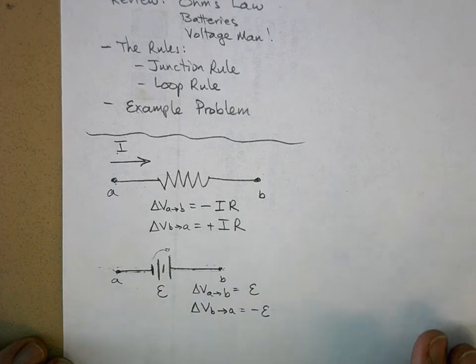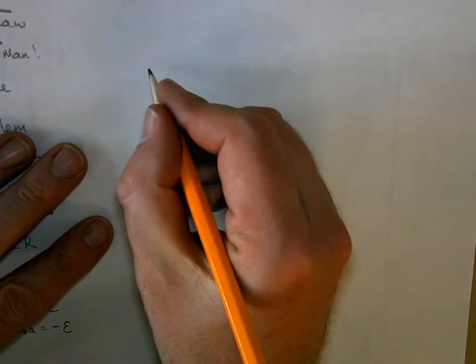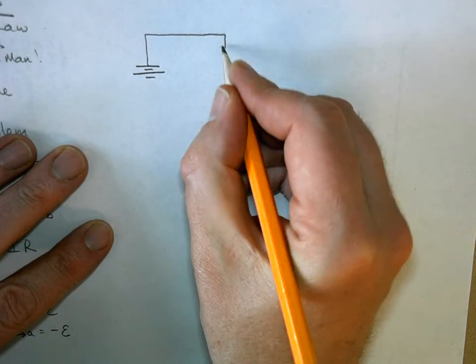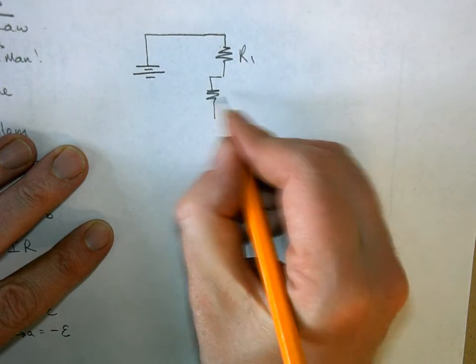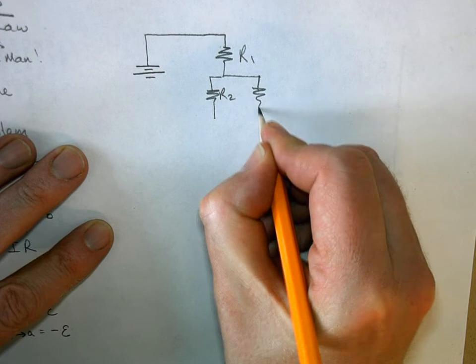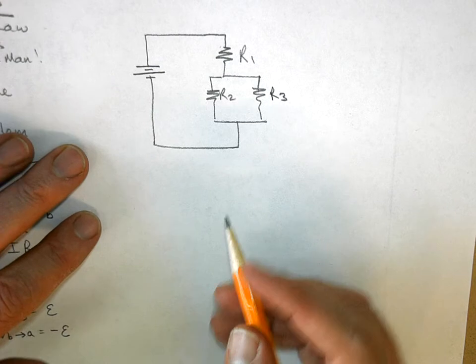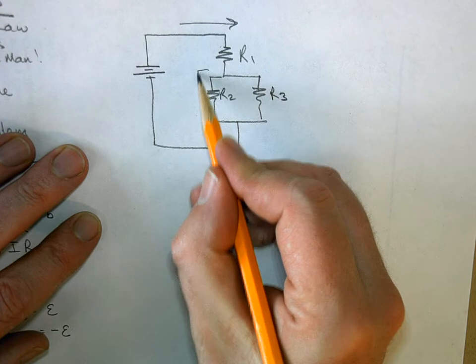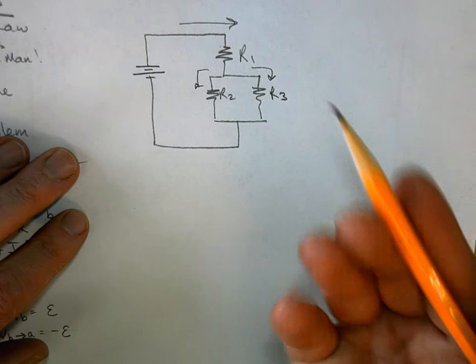Okay. Now, let's take a look at what voltage man does. Let's take a look at a simple circuit, something like this, and maybe we have a resistor here. We'll call this R1, and then here we have R2 and R3, something like that. Now obviously the current is going to be moving in this direction, and then it's going to go down here. Then it's going to split up, and some of it will go this way and some of it will go this way.